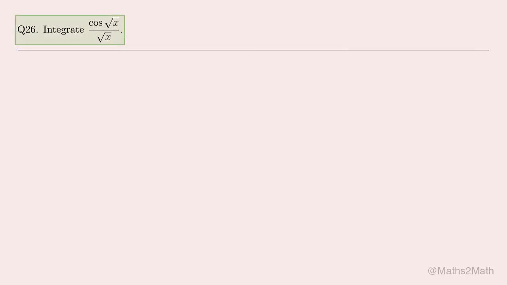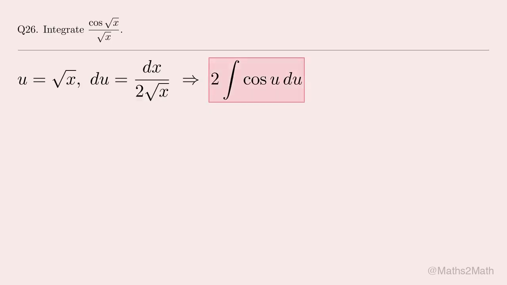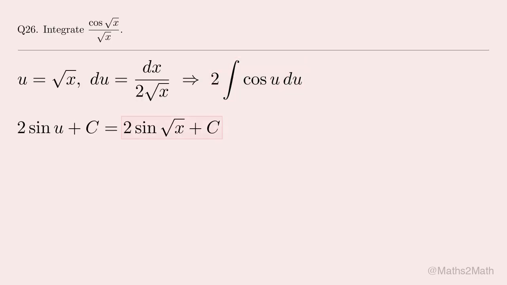Question 26. Cosine of root x over root x. Root x is the substitution. Its derivative supplies the denominator. U equals root x, du equals dx over 2 root x. Twice the sine.